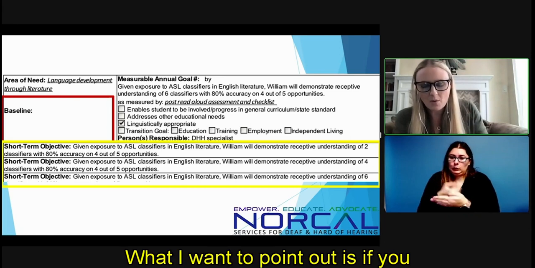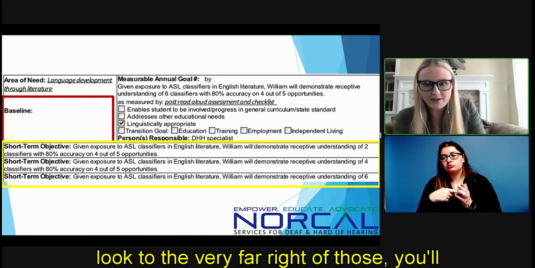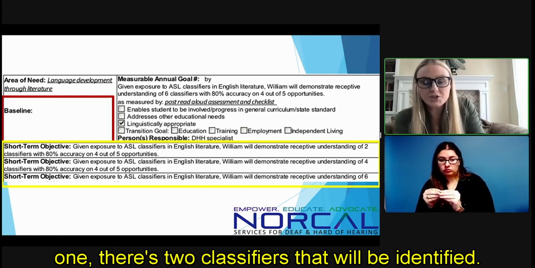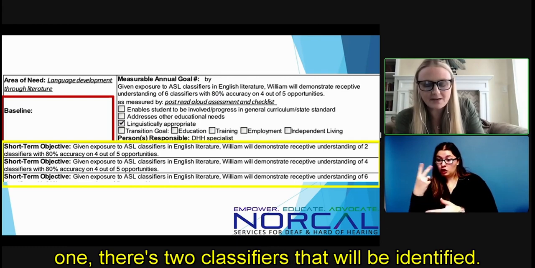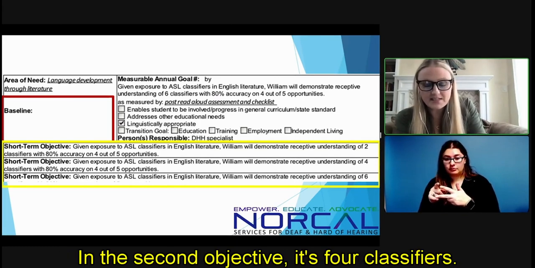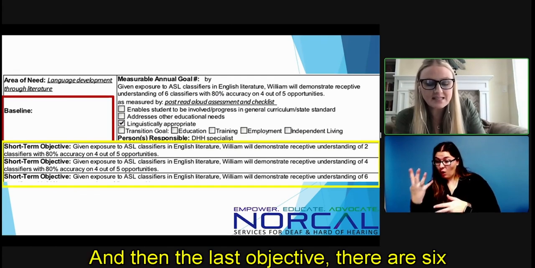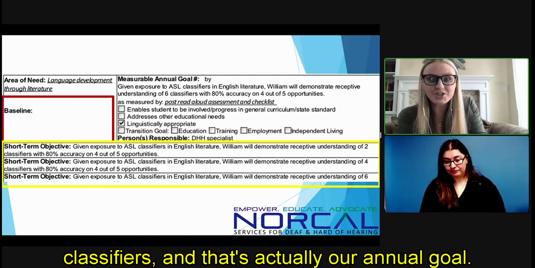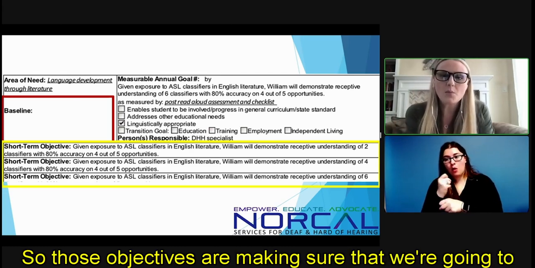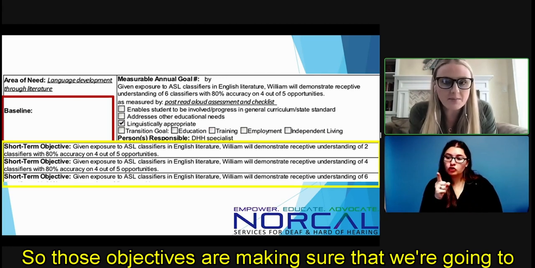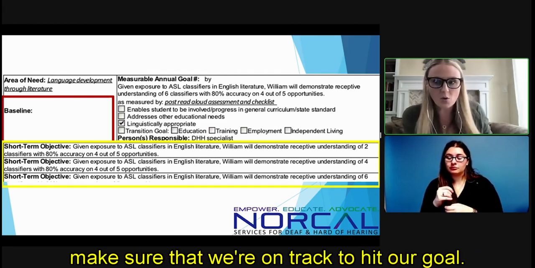You don't have to understand what all of that means if all of this is new to you. What I want to point out is if you look to the very far right of those, you'll see the difference in the numbers. In objective 1, there's 2 classifiers that will be identified. In the second objective, it's 4 classifiers. And then the last objective, there's 6 classifiers, and that's actually our annual goal. So those objectives are making sure that we're on track to hit our goal.